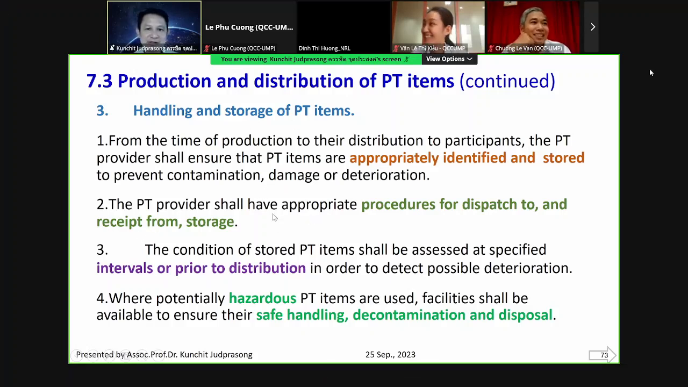The PT provider shall have an appropriate procedure for dispatch and receipt from storage. So you have to keep a record form. And you have to write the procedure for how to do the dispatch and how to do the receipt form.